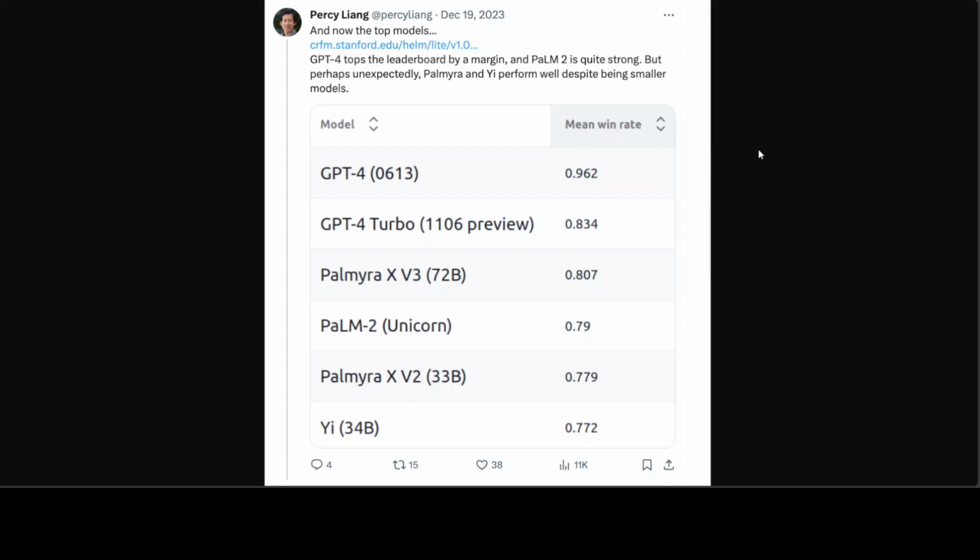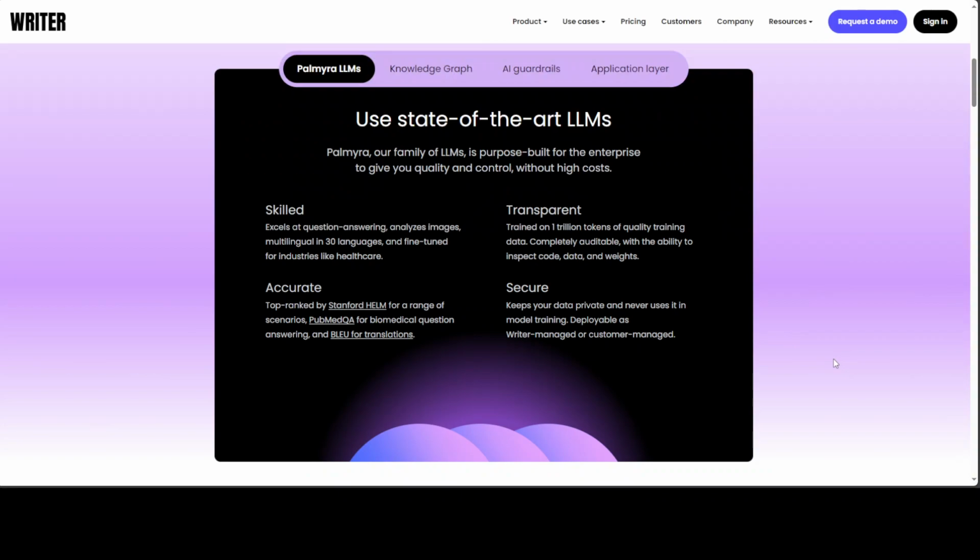And if you have more information about these models, or if you are already working with them, or if you are from Writer, please reach out, as I'll be happy to cover it more.